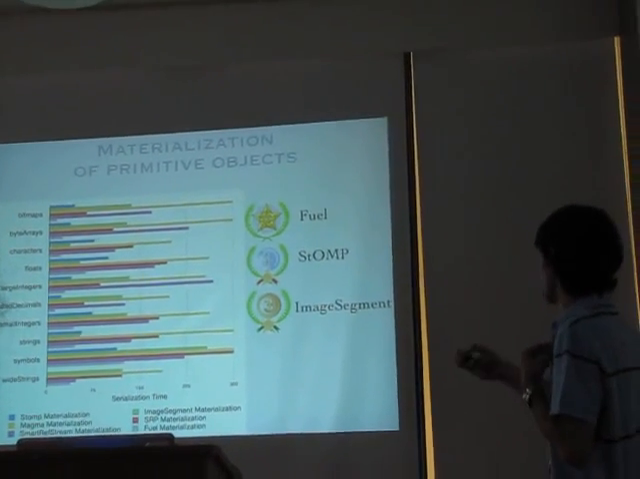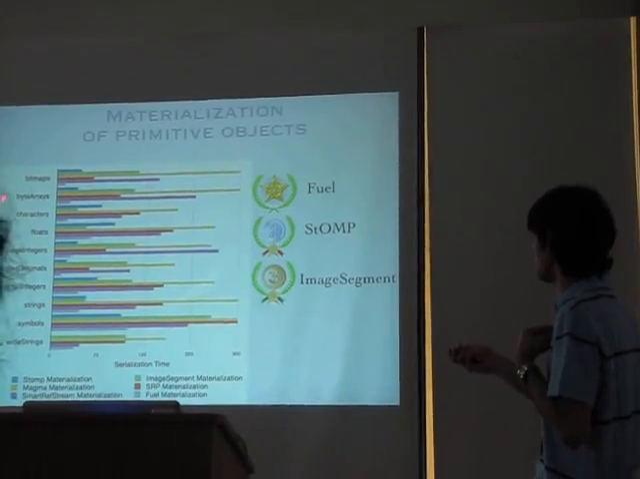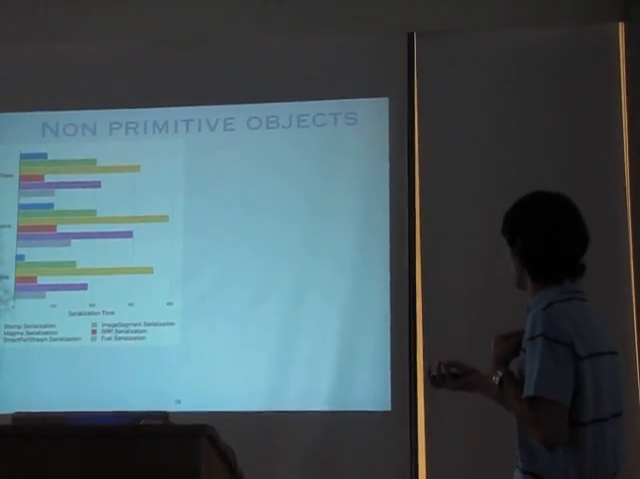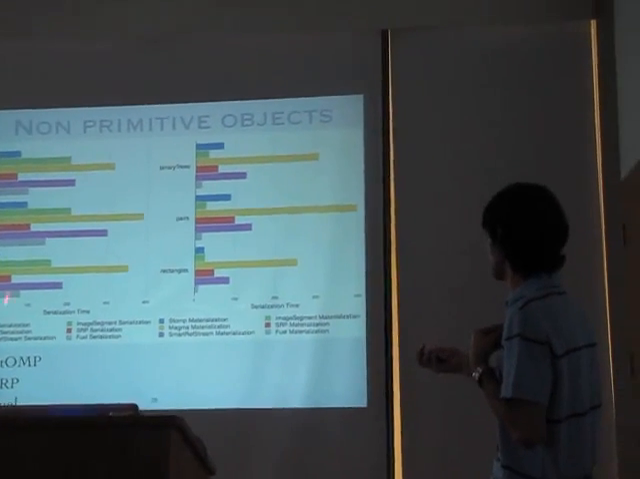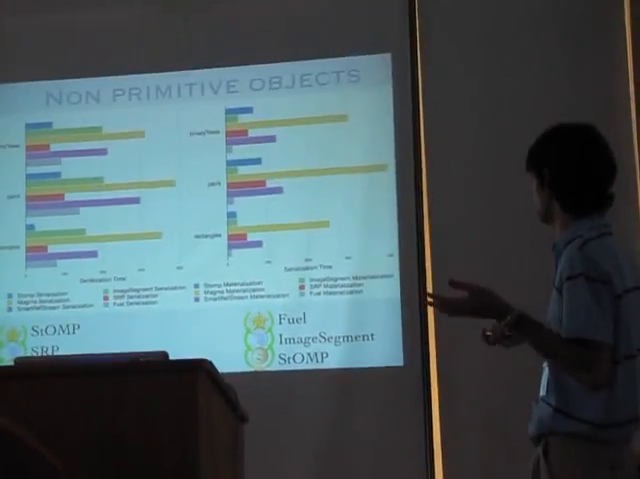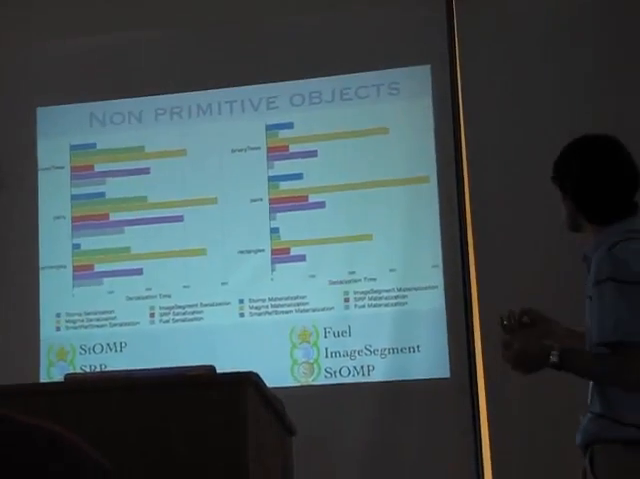For materialization, we are fast, no matter which stream. That's because of the bigger format. As you can see, we're much faster. For non-primitive objects, it's the same. If you take a large graph of things, we have more or less the same results.